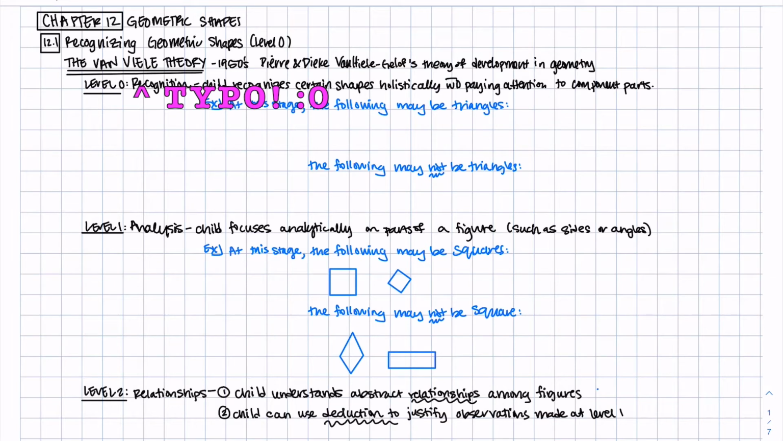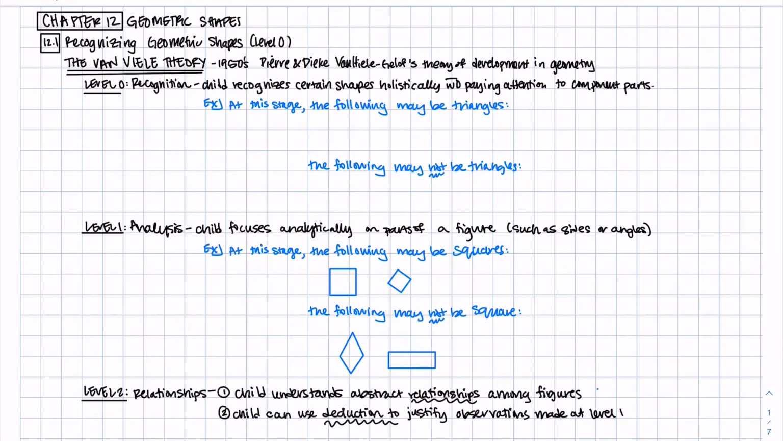Welcome back. We're moving on from the study of number systems and algebra to geometry now in chapter 12. In chapter 12, we're going to be talking about geometric shapes. This first section, 12.1, and actually 12.2, are focused on steps of the Van Hiele theory of development of geometric learning in children, and actually up through adulthood.